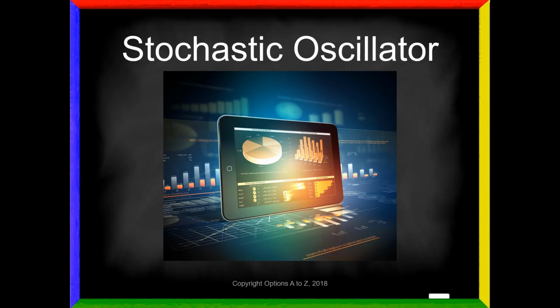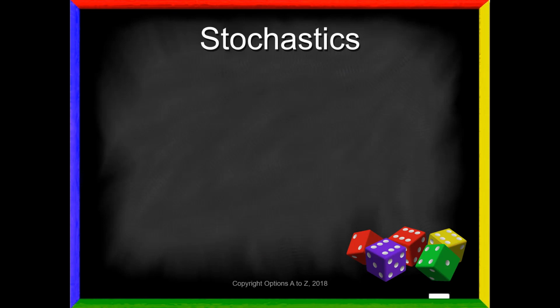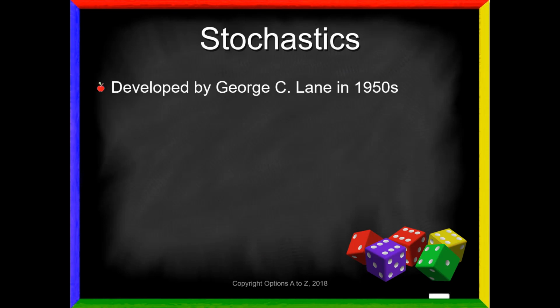So let's take a look at the stochastic oscillator. First of all, let's take a little look at the history. This was developed by a man named George C. Lane in the 1950s, so it's been around for quite a long time. Now, don't let the word scare you. A lot of times people say, "Ooh, I'm not going to use stochastics because it sounds way too complicated." This is actually one of the easier indicators to understand. I'll show you in just a moment.